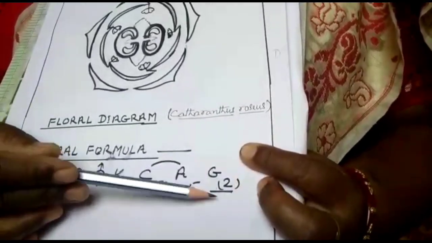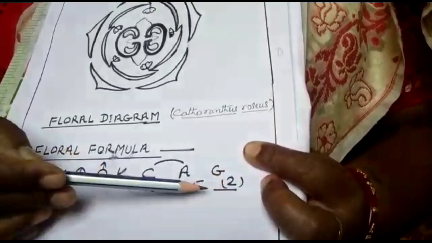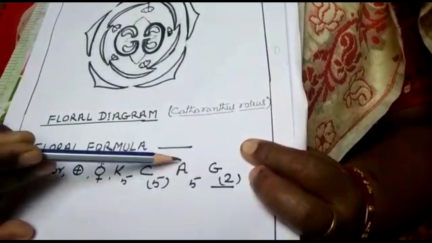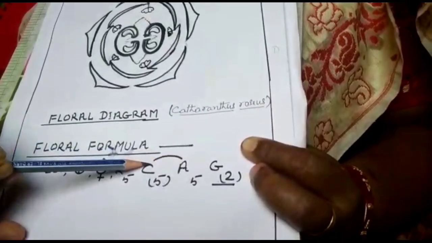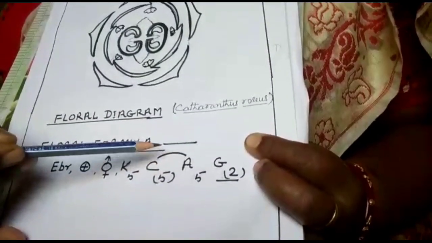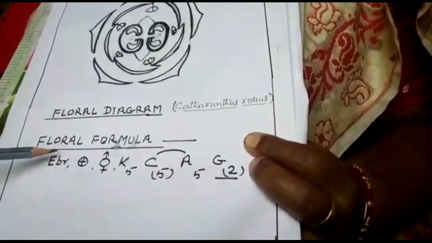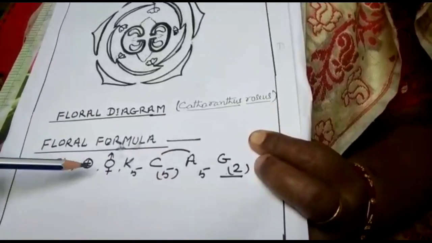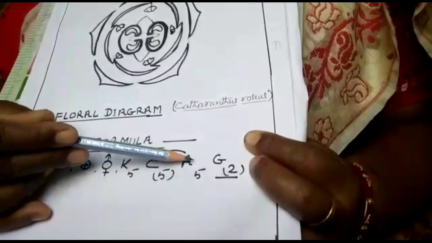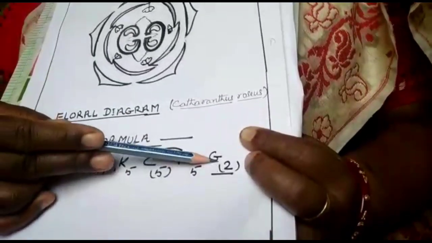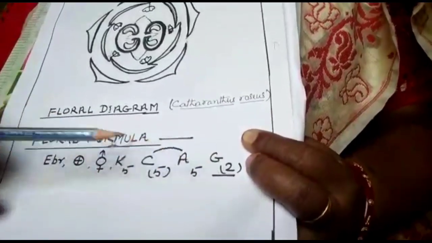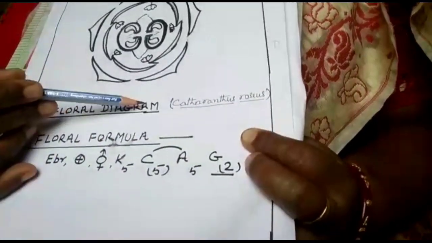Then gynoecium. Carpels 2, syncarpous, ovary superior. And here that is epipetalous. That means stamens are attached with the petals. So this denotes epipetalous. So we can say that ebracteate, actinomorphic, bisexual, sepals 5, petals 5, gamopetalous, stamens 5, polyandrous, carpels 2, syncarpous, ovary superior. This is the floral formula of Catharanthus roseus.